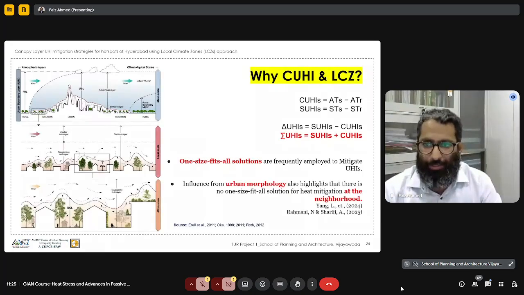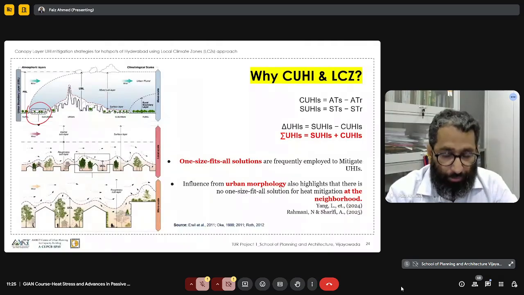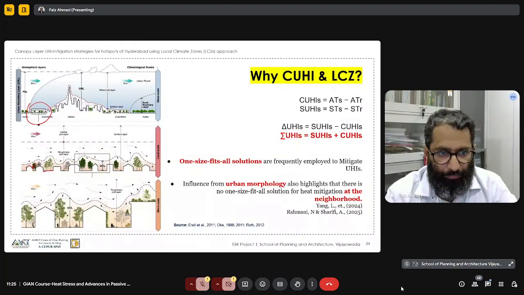So if you look at the theory also, if you imagine this is the entire city and if you zoom into one of the urban areas, you can find that you have buildings, vegetation, we have narrow streets, wider streets, and so on and so forth.